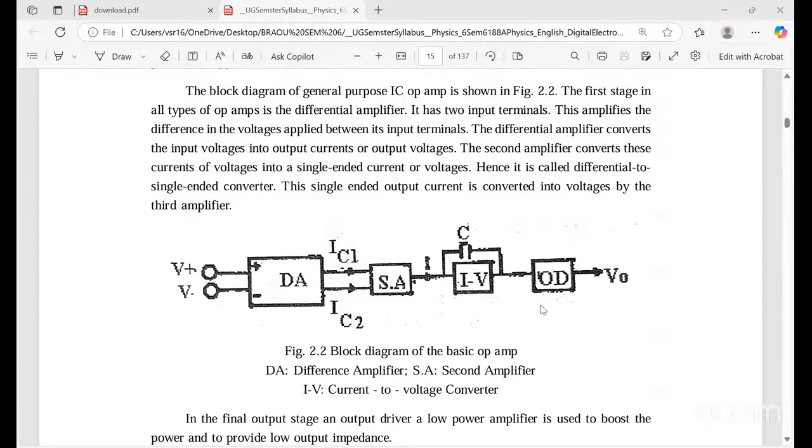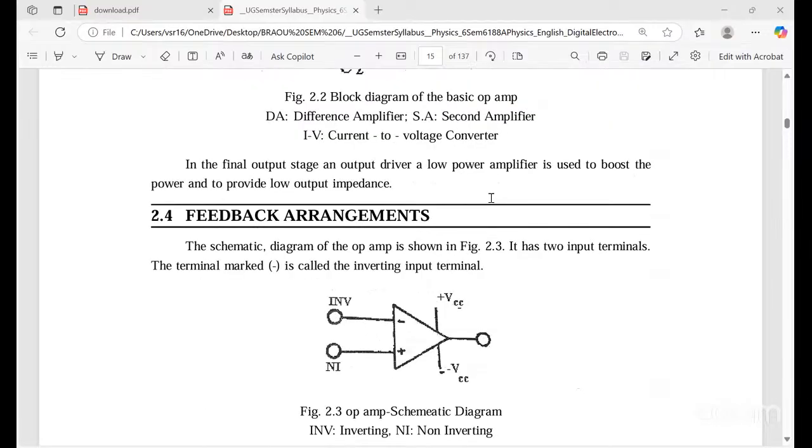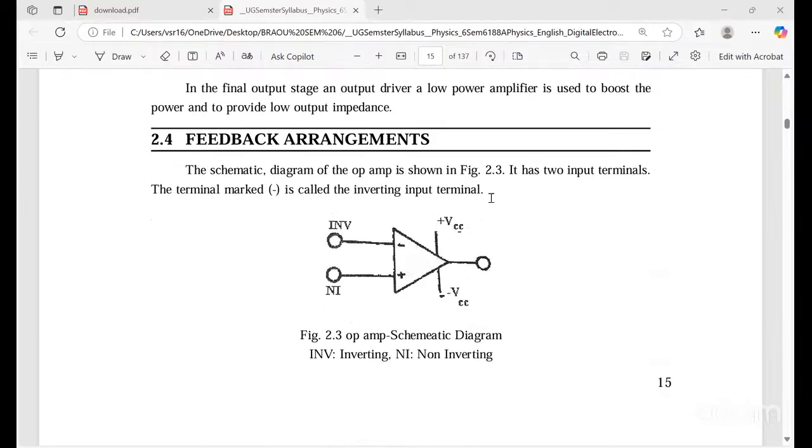So the final output stage, or output driver, is a low power amplifier, which is used to boost the power and to provide a low output impedance. These are the feedback arrangements.